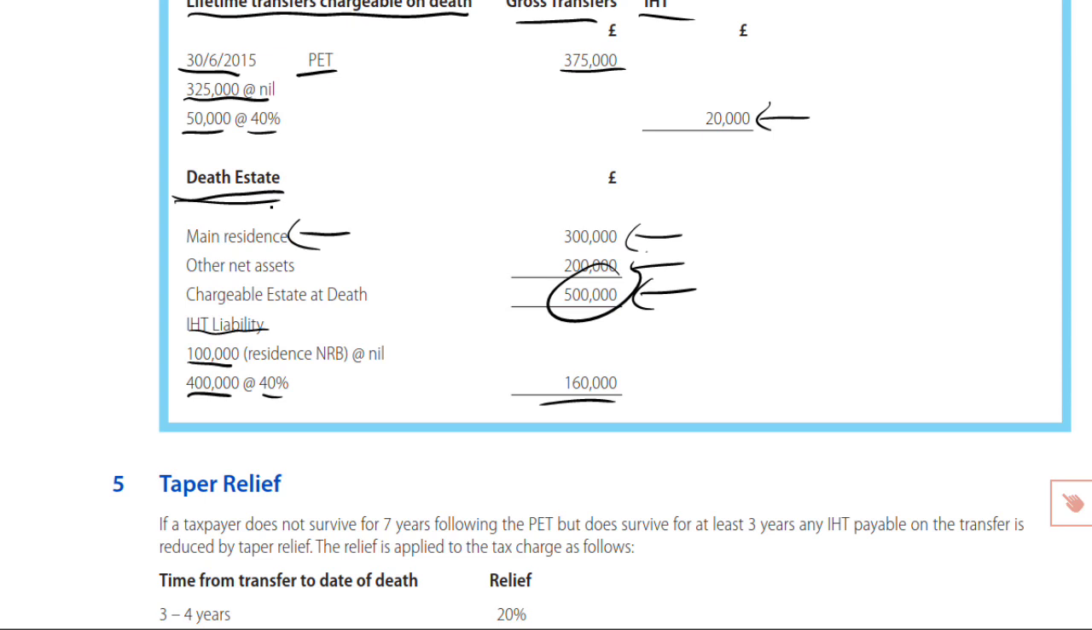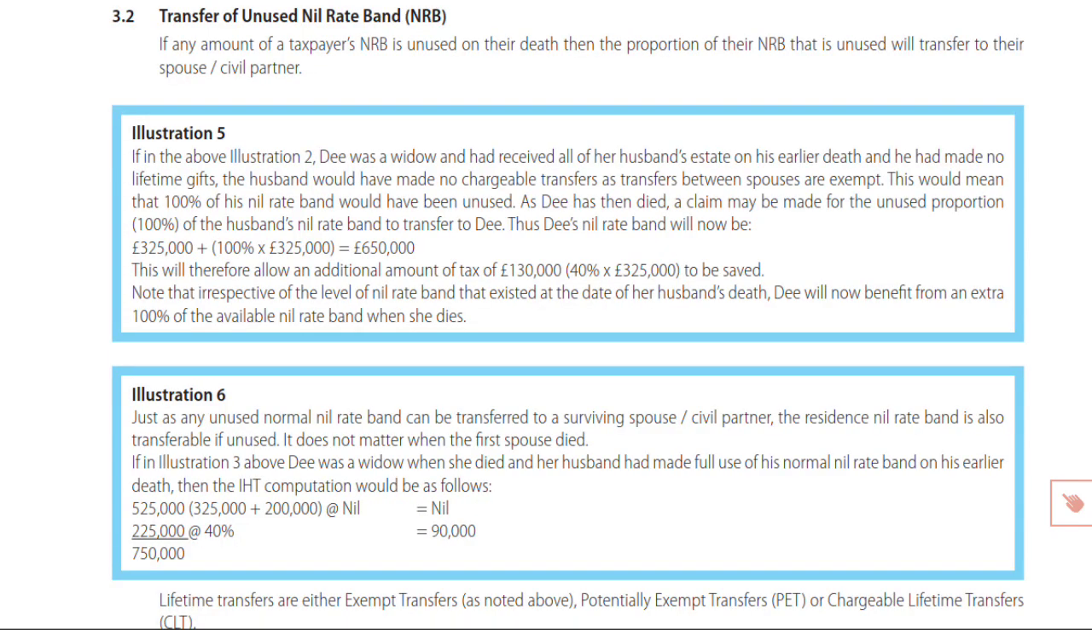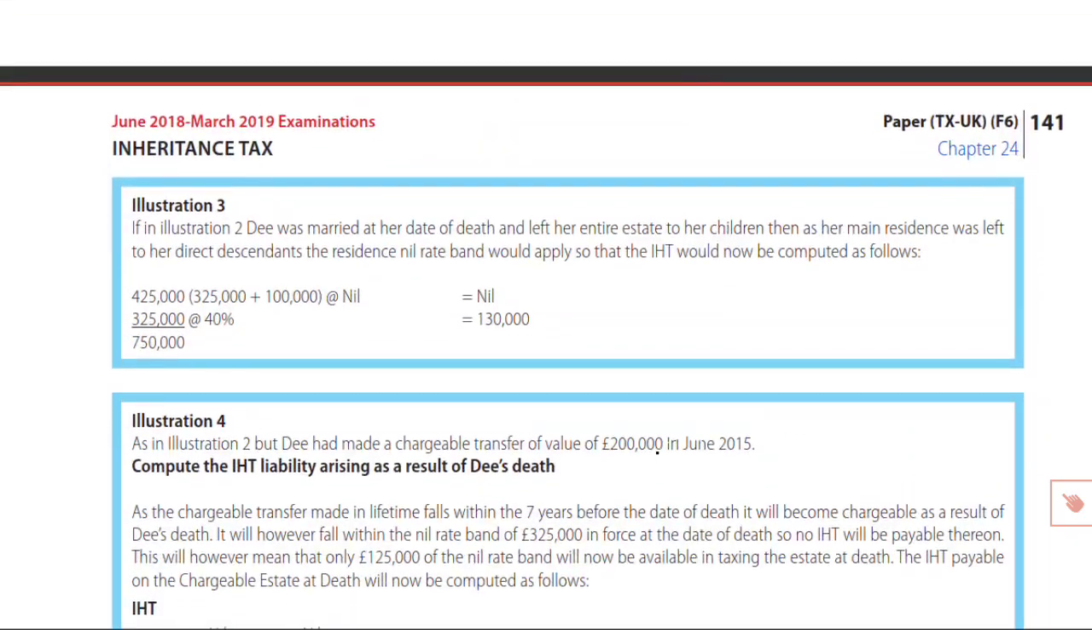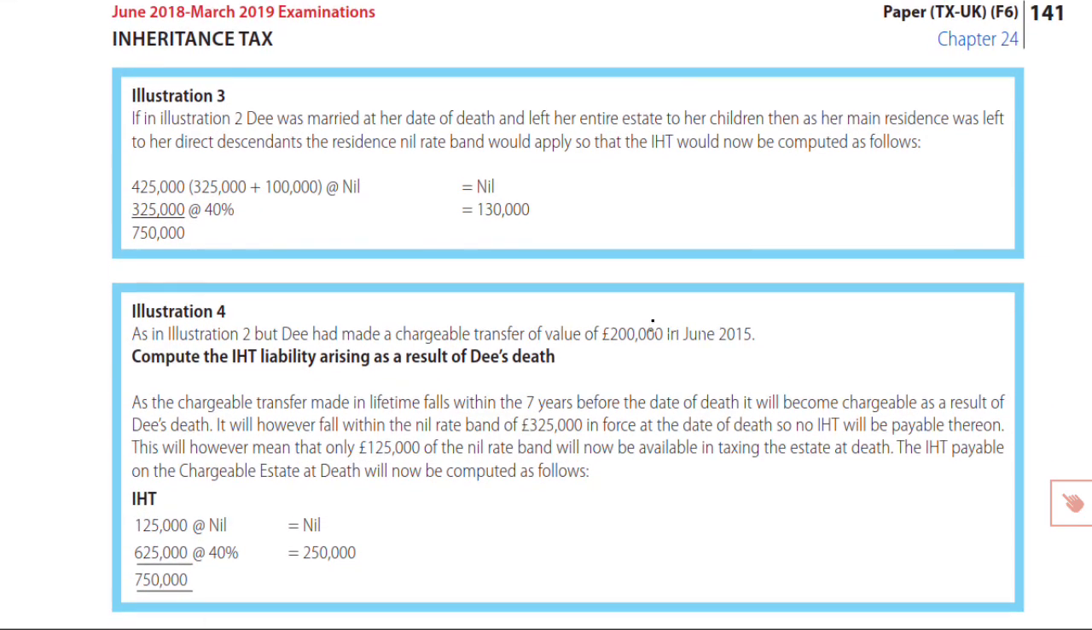Well, we've got something else now that is new and makes it even more interesting as regards the usage of these nil rate bands. And it's very good news so far as the taxpayer is concerned, if of course anything arising out of death could be said to be good. So if you can turn to section 3.2 here, that is on page 141.